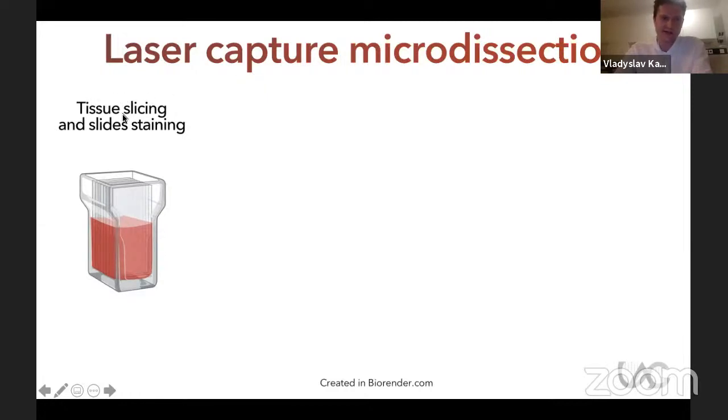Firstly, you need to slice your tissue into 10 micrometer slices and then put them onto the slides. You can stain the slides according to the staining you need. You can do an immunofluorescence staining. You can do a simple HE staining. You can also do some other types of immunohistochemistry. It depends only on the target cells. Yeah, which markers do these target cells have on their surface or inside of them?